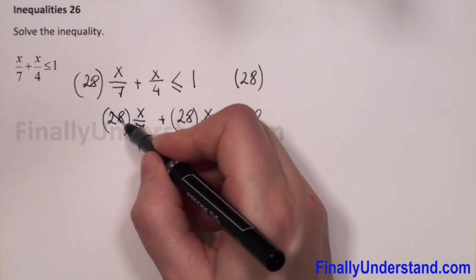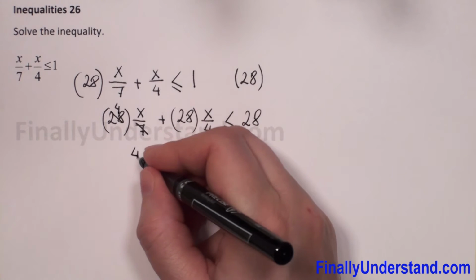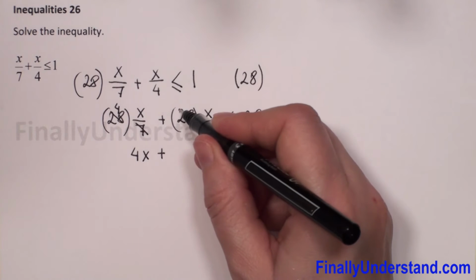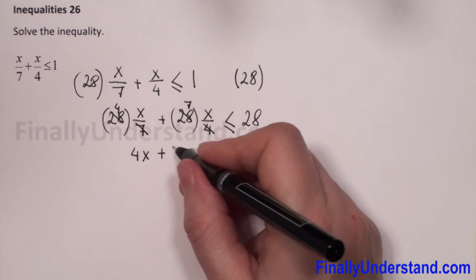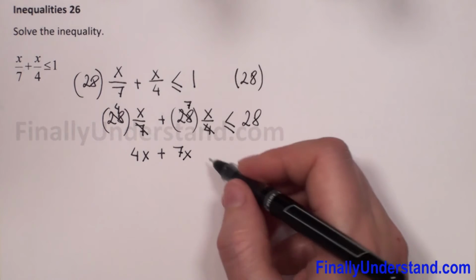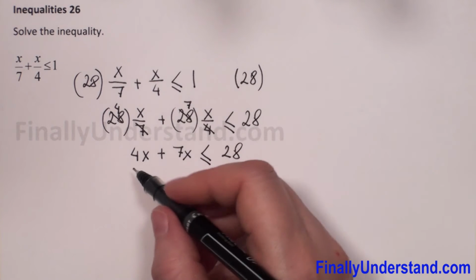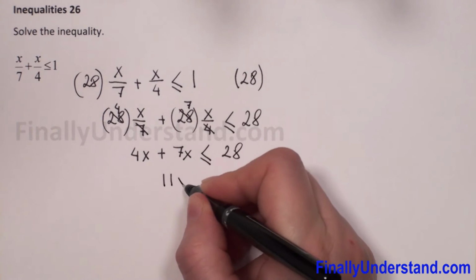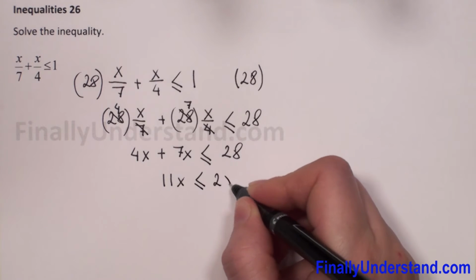7 and 28 will cancel, it will be 4. So I have 4x plus 28 and 4 will reduce, it will be 7. So I have 7 times x, which is 7x, is less than or equal to 28. 4x plus 7x is 11x is less than or equal to 28.